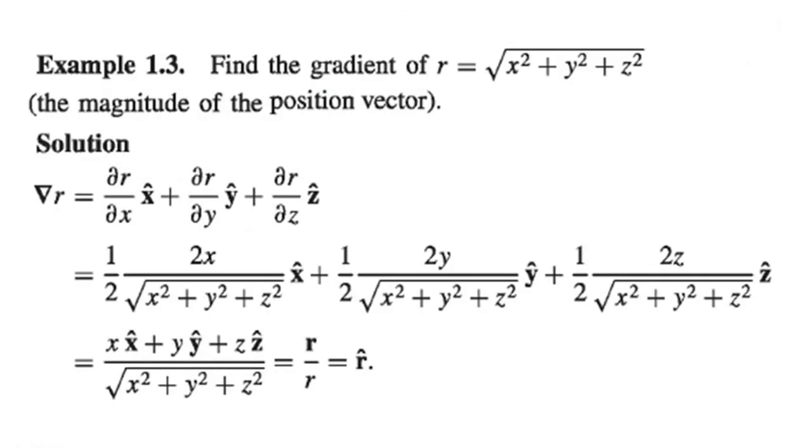Let us discuss a problem. Find the gradient of r, where r equal to root of x square plus y square plus z square. That is the magnitude of the position vector. We have the equation of gradient of t, or del t equal to dot t by dot x x cap plus dot t by dot y y cap plus dot t by dot z z cap. So we can write grad r or del r equal to dot by dot x x cap plus dot by dot y y cap plus dot by dot z z cap.